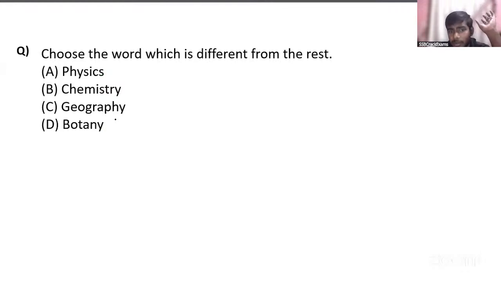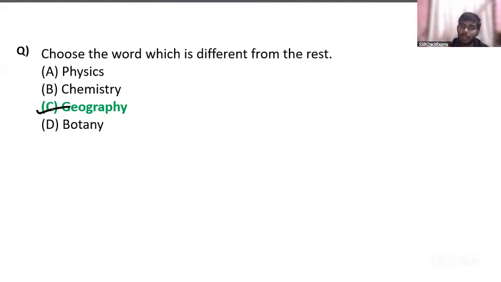Physics, chemistry, botany, geography. What do you think? What will be the answer? Physics, chemistry, biology, you have heard. So botany is a part of biology. So geography I'm feeling is totally different. That's why my answer is geography.